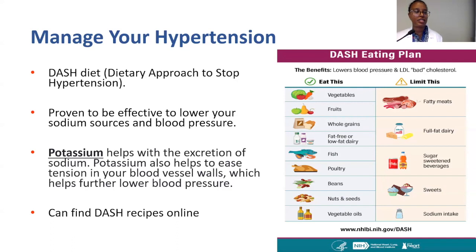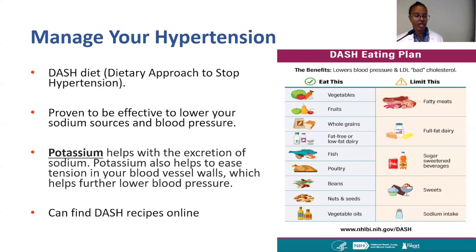And what is considered the healthy or hypertension diet is the DASH diet, and this is something that has been studied for decades. DASH stands for Dietary Approach to Stop Hypertension. It's proven to be effective to lower your sodium intake and also blood pressure. And potassium is one of the recommendations, which helps with excretion of sodium. It also helps ease the tension in your blood vessels, so it further lowers your blood pressure. So that's a good kind of electrolyte, not sodium, for your high blood pressure management.